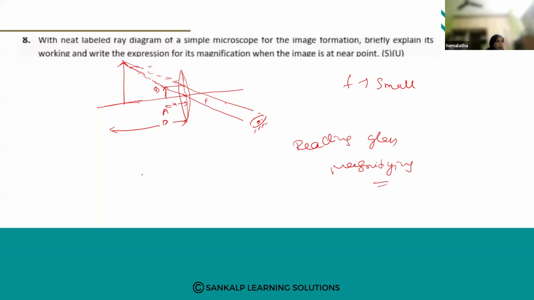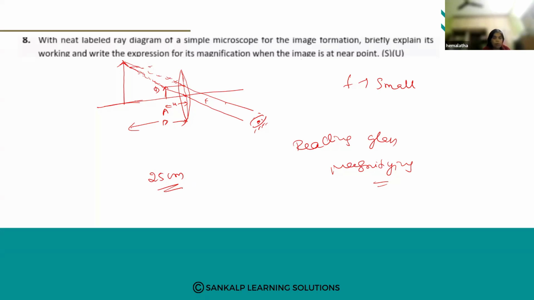So focal length is how much? The distance at which it can be viewed comfortably is 25 centimeters, we know that. It is the proper distance. We said the eye should keep it at that distance, the eye distance is 25 centimeters, the normal distance. So you will get an erect and magnified image when it is at the near point.